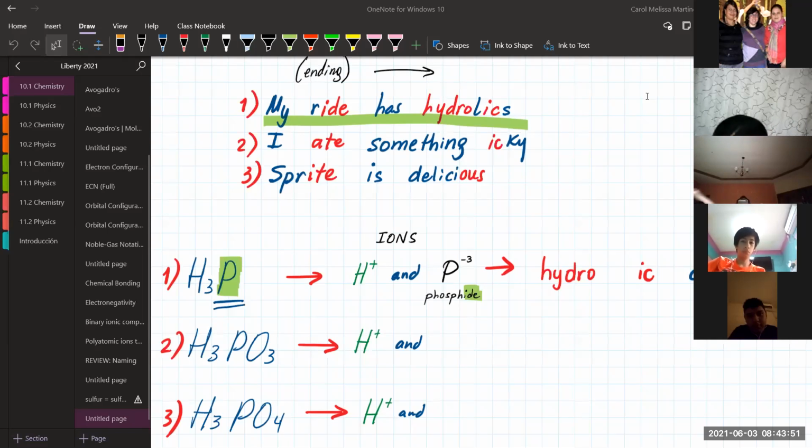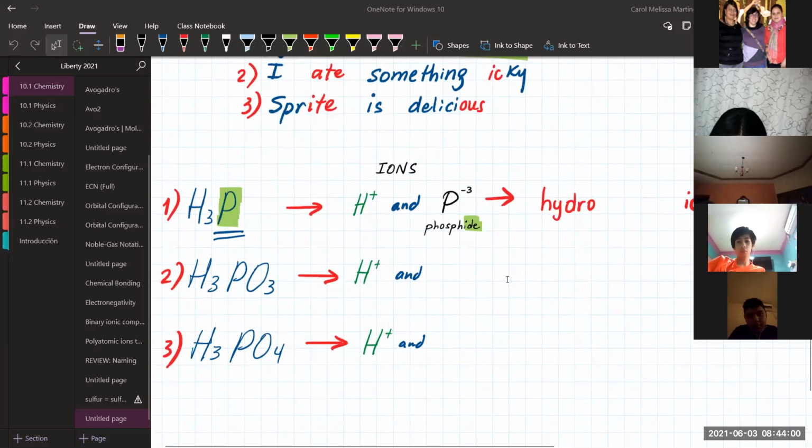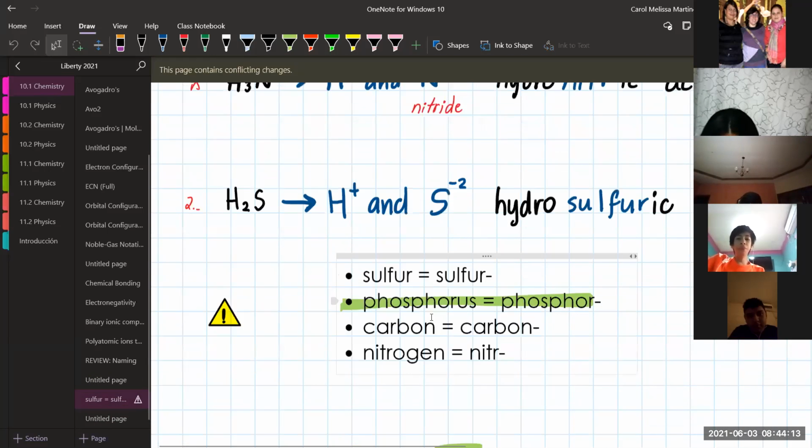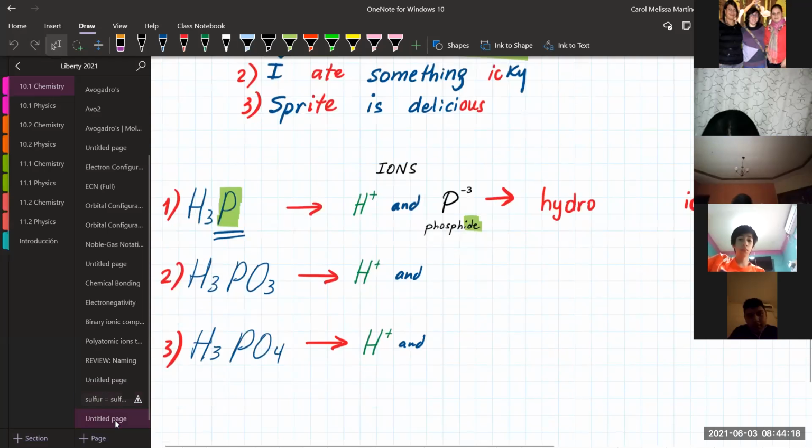Remember, phosphorus is also important because it has an exception to the rule. The special root for phosphorus that I gave you is phosphor. Phosphor, okay? So it is hydrophosphoric acid.